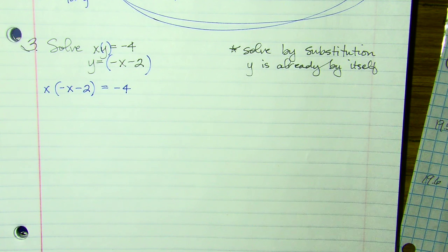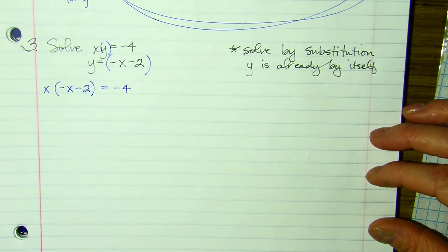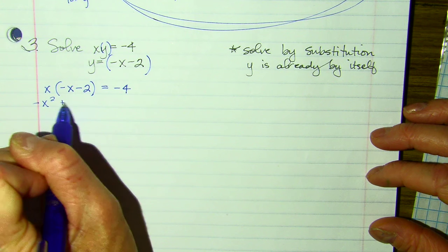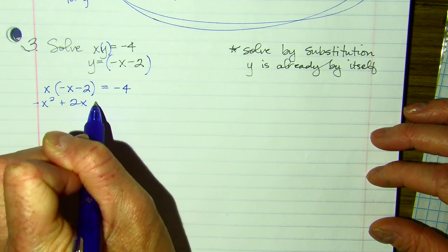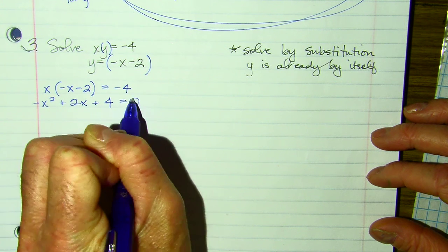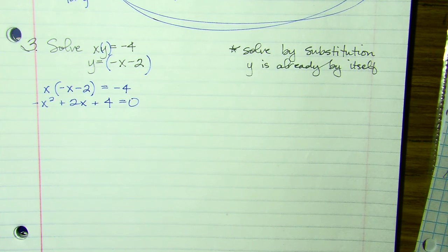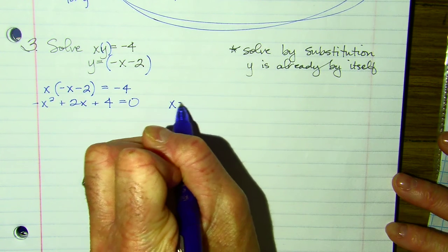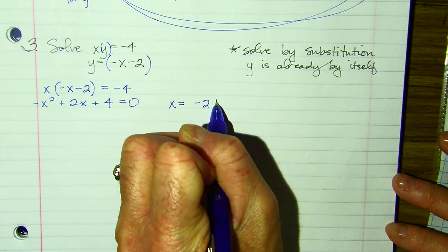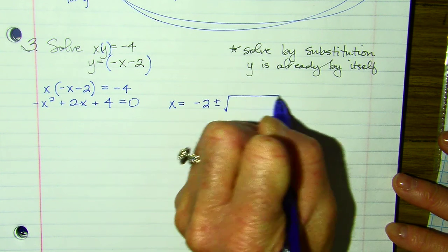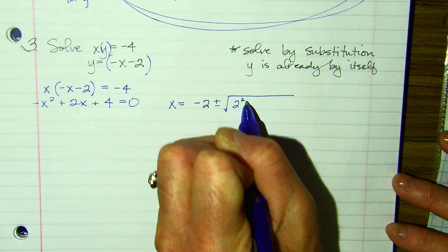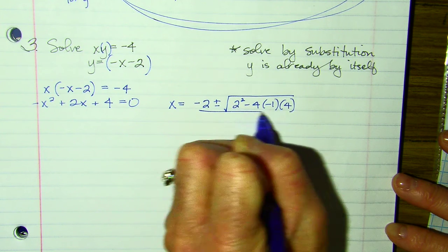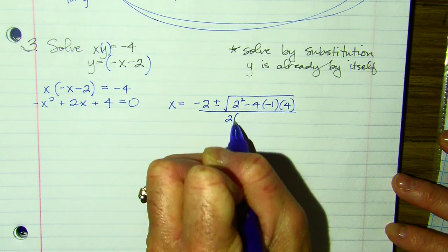function. Sorry, took a drink of my smoothie. Now I'm going to distribute, so -x squared plus 2x. And I'm going to move the 4 so that I can solve using the quadratic formula. So x equals -b plus or minus the square root of b squared minus 4 times a times c, all over 2 times a.